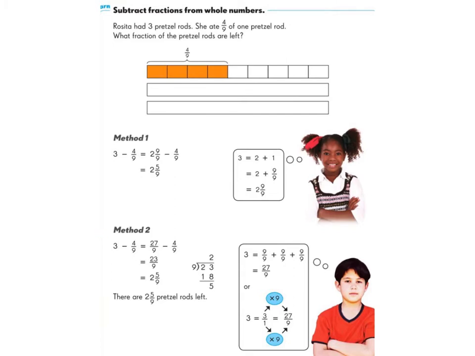Let's take a look at method 2. So we know 3 wholes, again in this problem, because 9 is the denominator, 9/9 is a whole. So 3 wholes is 9/9 plus 9/9 plus 9/9 equals 27/9. So now I can do the subtraction. 27/9 take away 4/9 gives me 23/9. 23/9 is an improper fraction. We know how to turn an improper fraction into a mixed number. We can divide 23 by 9 and we get 2 with 5/9 left over. So 2 wholes and 5/9.